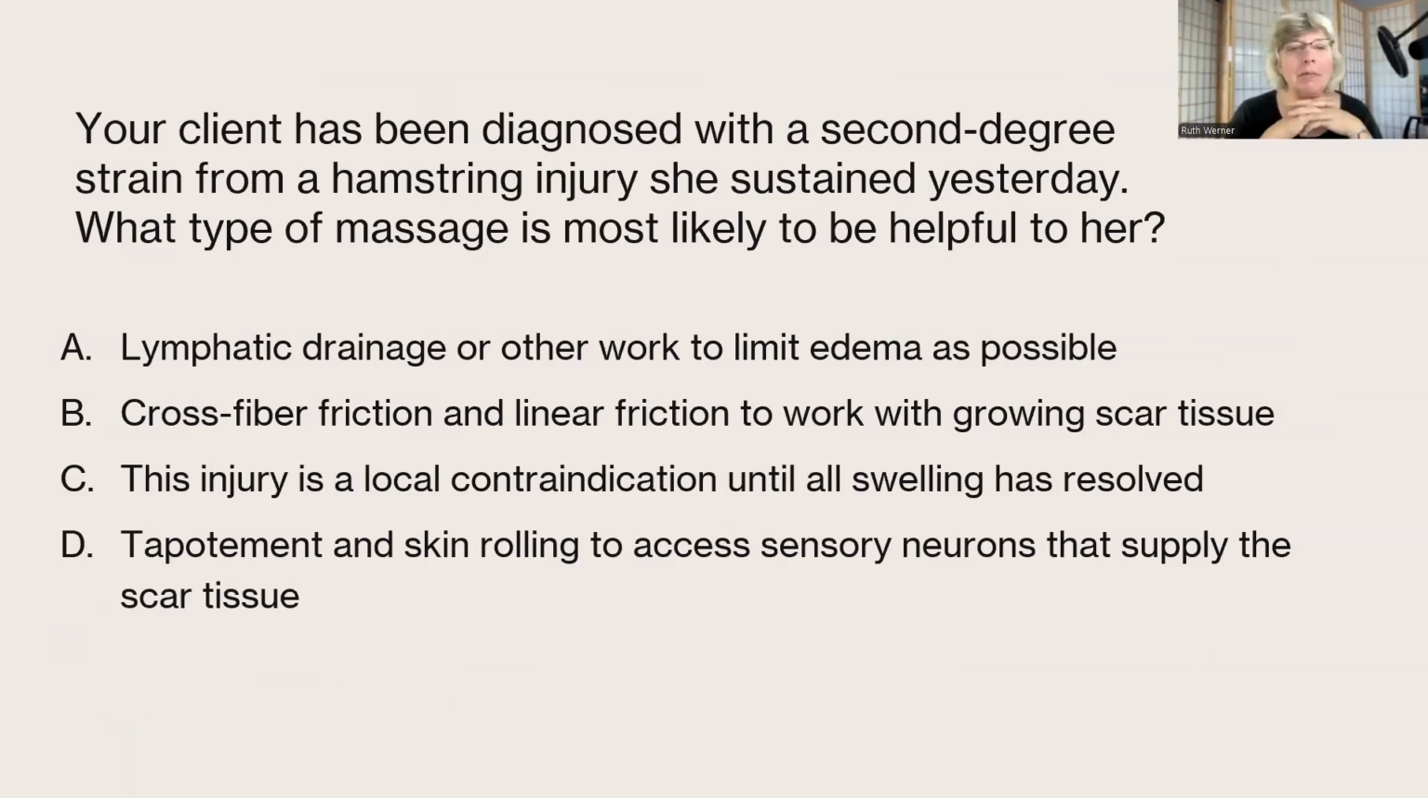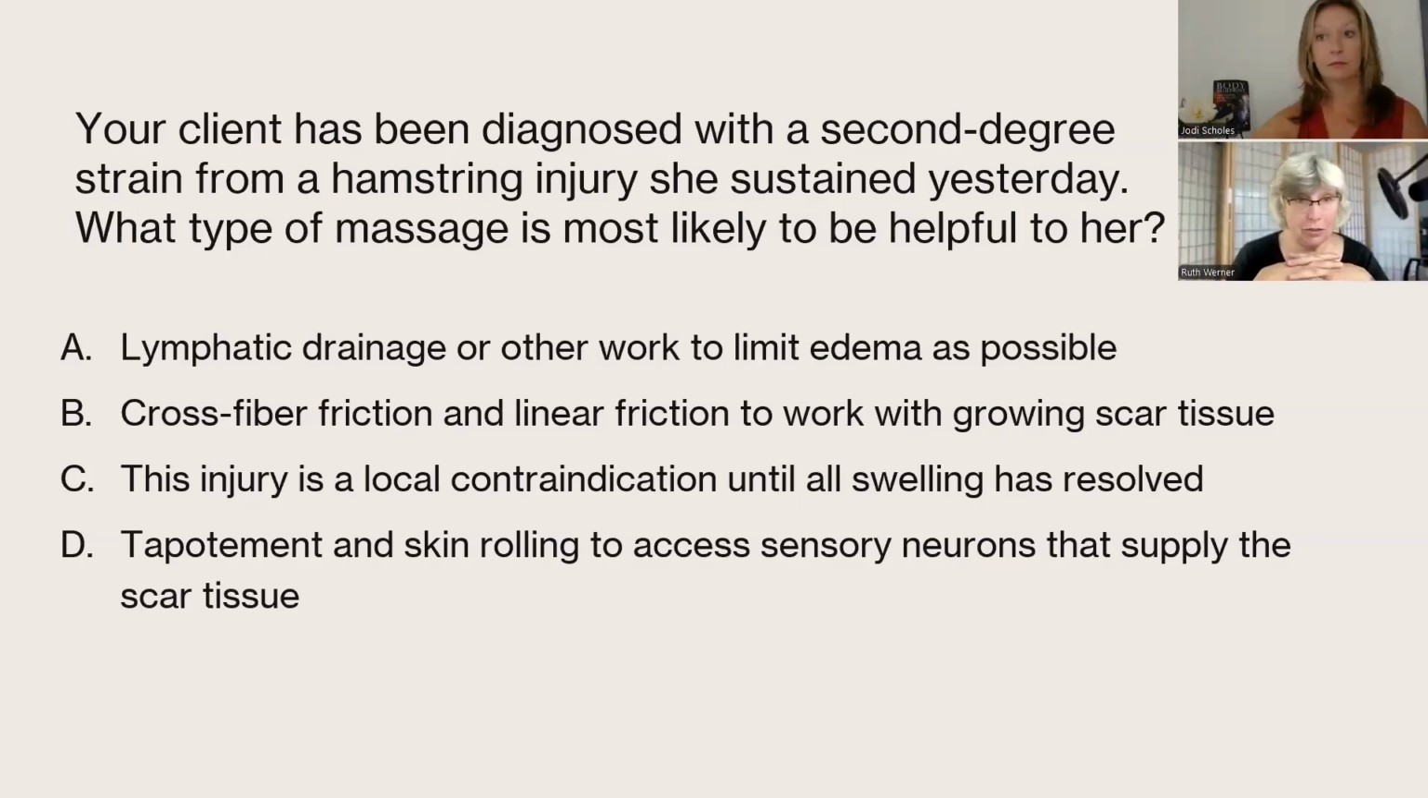A, lymphatic drainage or other work to limit edema as possible. B, cross fiber friction and linear friction to work with growing scar tissue. C, this injury is a local contraindication until all swelling has resolved. Or D, tapotement and skin rolling to access sensory neurons that supply the scar tissue. These answers should look really familiar to you because they're the same ones that we saw with the two-month-old muscle strain, right?